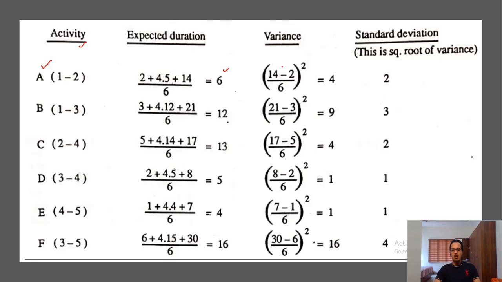We have the values already, the formula has been explained, so we calculated the variance value and the corresponding standard deviation. The standard deviation can be calculated by taking the square root of variance. I hope this is clear to all of you. So for all the activities from A to F, we have to calculate the expected duration and the variance, and finally, from the variance, the standard deviation. In this manner, we can complete all the columns.